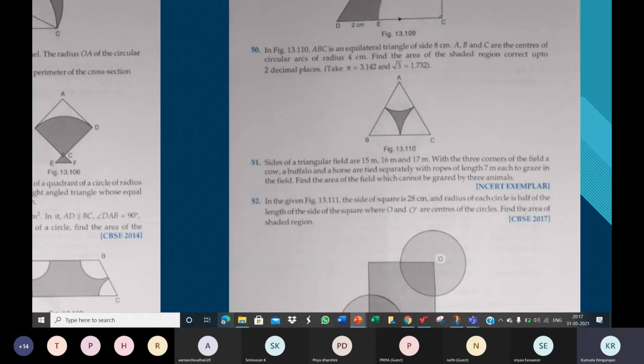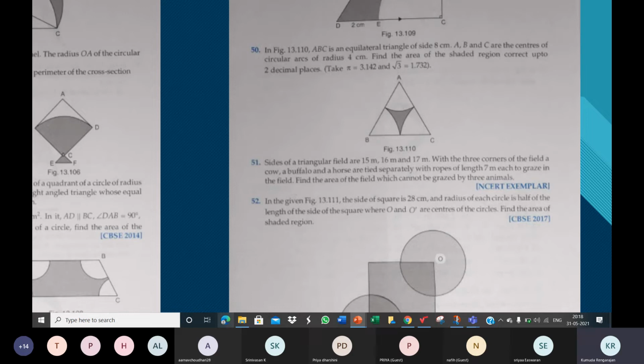So you can remember this. When three animals are tied to the three corners of a triangular field, the sum of the areas of the three sectors is half pi r square. It's half the area of a full circle, pi r square by 2. But if they are tied to the corners of a quadrangular field, the sum of the areas of the four sectors which the animals can graze will be pi r square, the area of one circle of radius r.